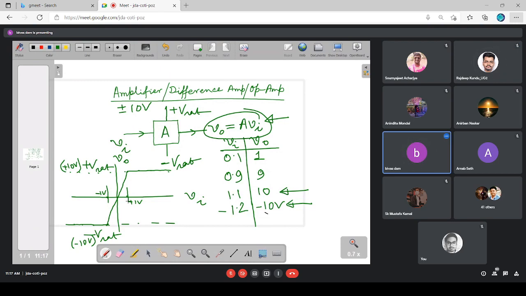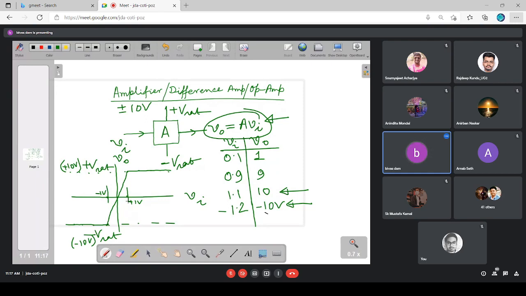Isn't it? If the gain becomes 20, in that case, the input voltage range for which the amplifier operates in the linear region will become plus minus 0.5 volt. Right? If the gain becomes 20. So the higher the gain, the smaller is the linear region over which the amplifier operates as an amplifier.